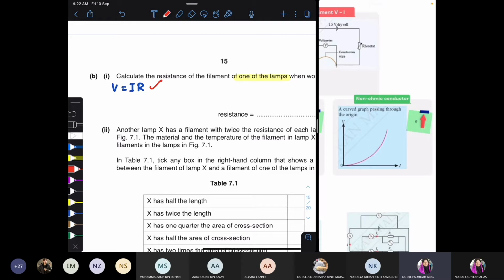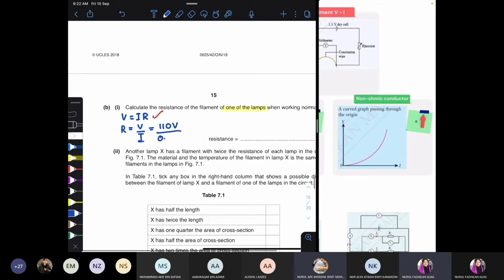Jadi, what do you want? Now you rearrange the formula. Okay, lepas tu rearrange ni tak dapatlah markah. R equals to V over I. But this is for you lah, easy for you. Jadi, do you know the voltage? Yes, 110 volt. Do you know the current for each lamp, just now tadi? 0.545 amps. So you tekan calculator, what do you get? 201.83. What's the unit? Ohm.